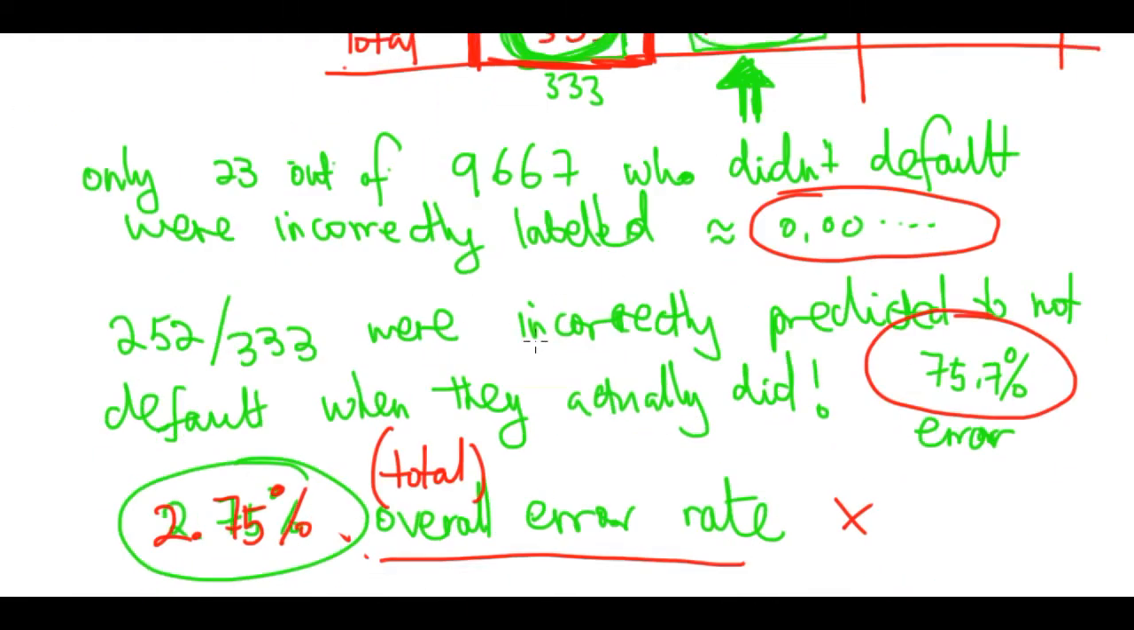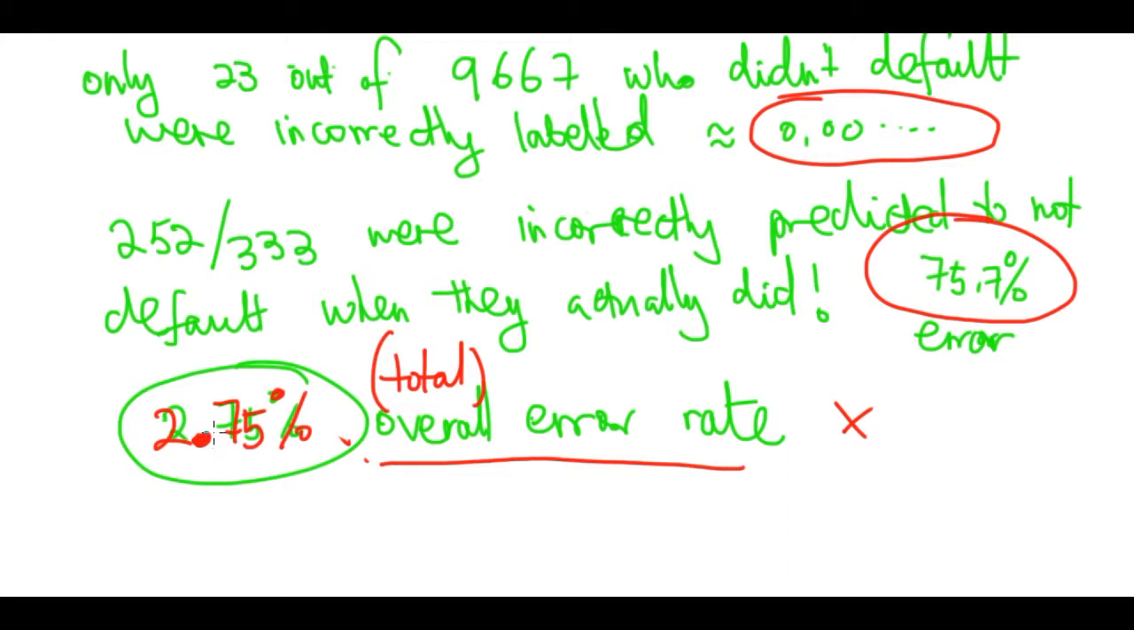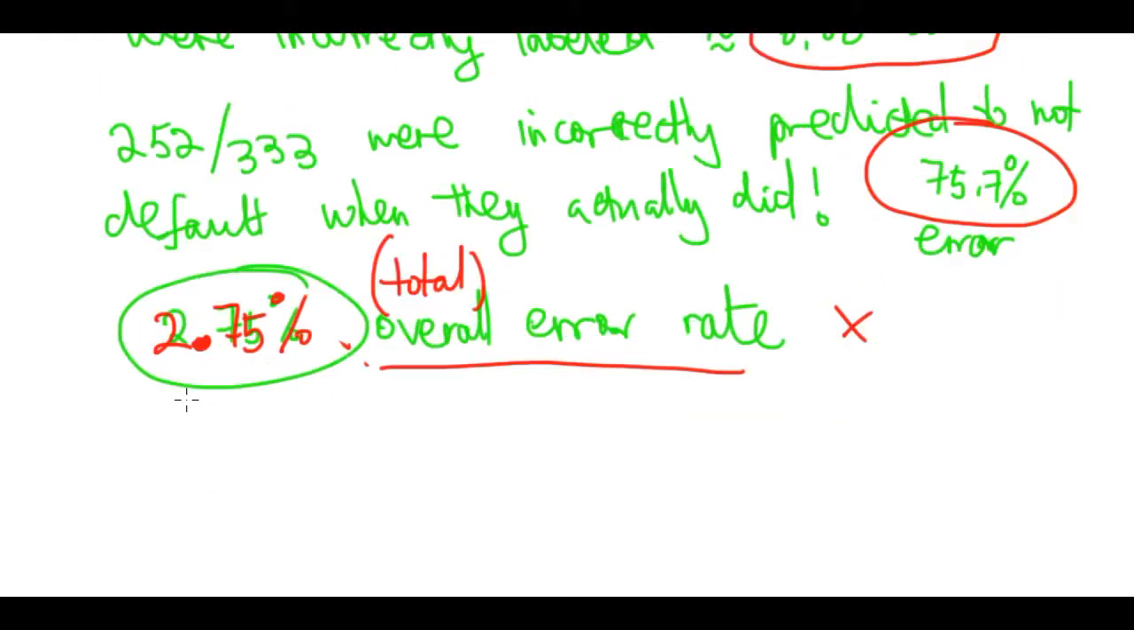Otherwise, if it just spits out this total overall error, you might miss those class specific errors. And this also applies to medicine and biology, where something called sensitivity and specificity are important. Let's discuss those two terms.